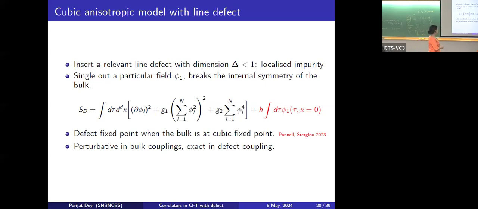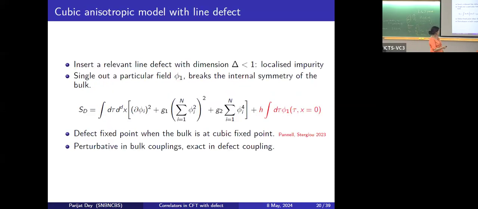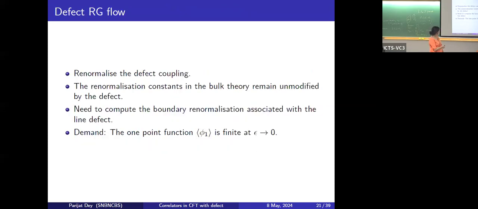Okay, so now I'm going to the main part of my talk, which is computing the correlation functions in this theory, where we treat the bulk couplings perturbatively. So G1 and G2 are perturbative, and the defect coupling is exact. Let us try to see how the defect renormalization group flow can take place. The first thing we have to do is renormalize the defect coupling. We have this new term in the action and we want to renormalize it.